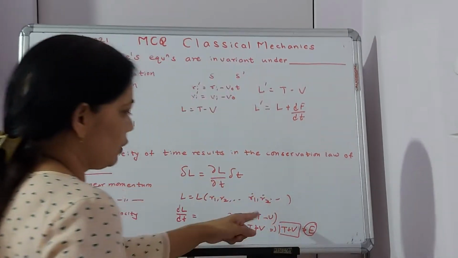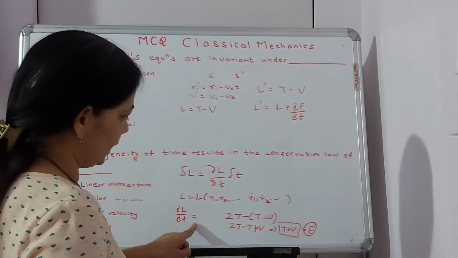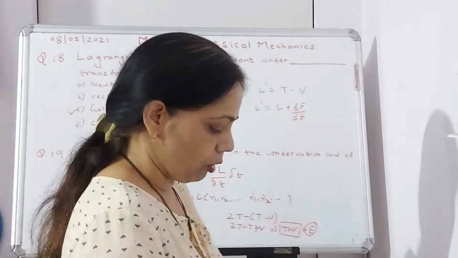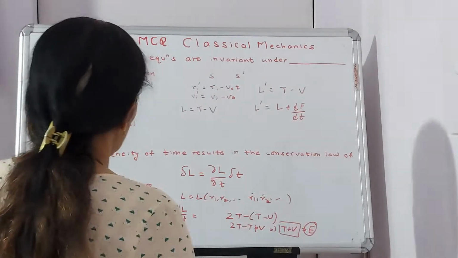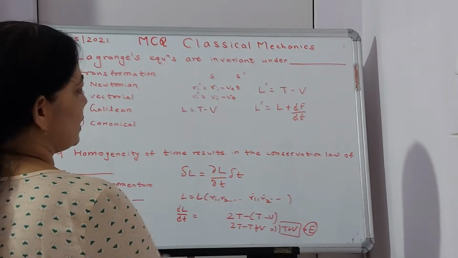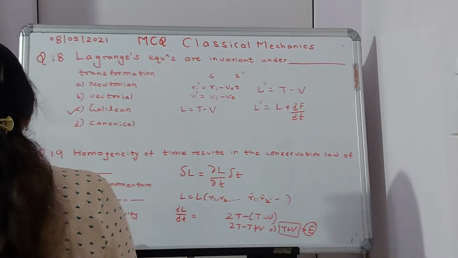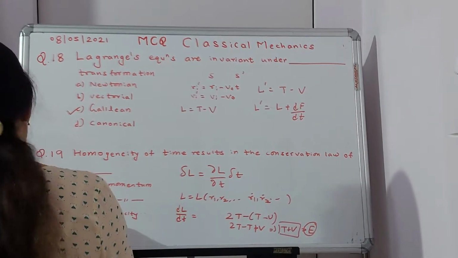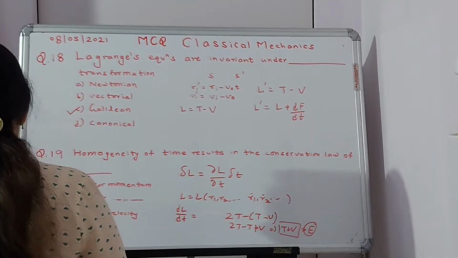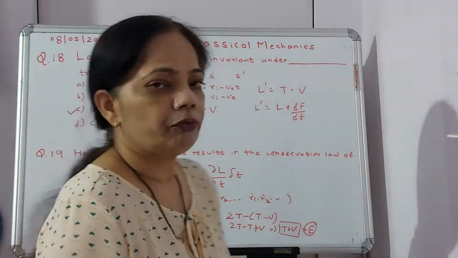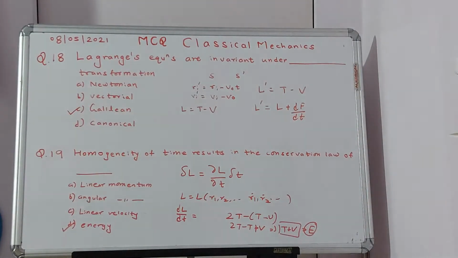Yeah. So this is the expression we get if you differentiate this part and take a total time derivative. So you reach this expression. So in short, what we can say is that the homogeneity of time results in the conservation law of energy. That is as simple as that. So moving forward, we'll move towards question number 20 now.